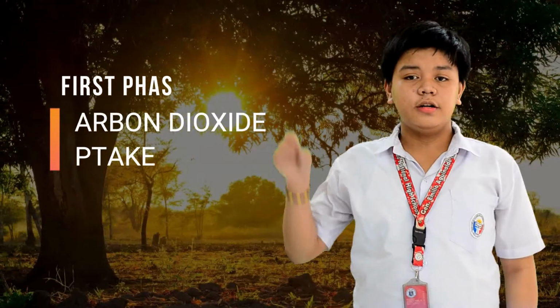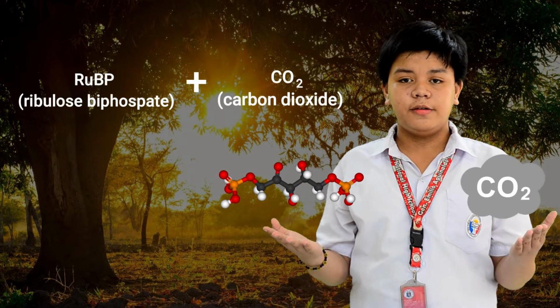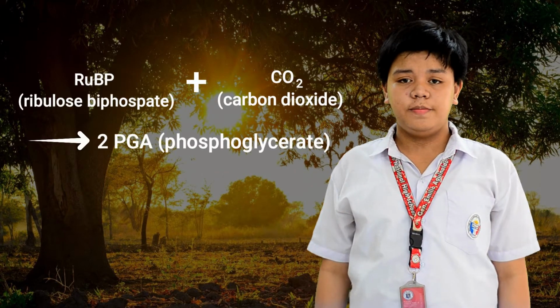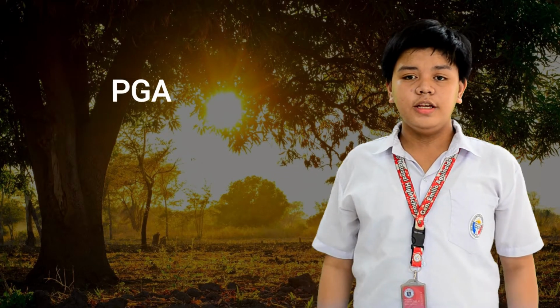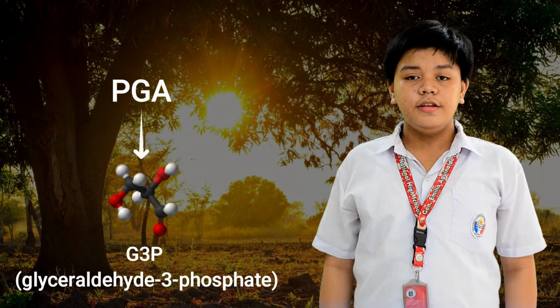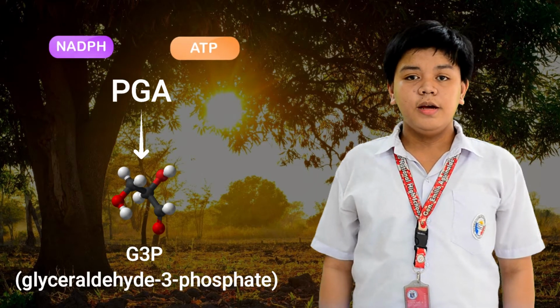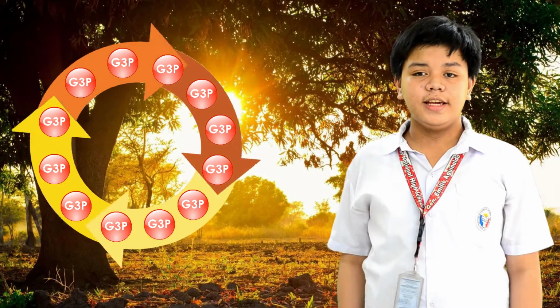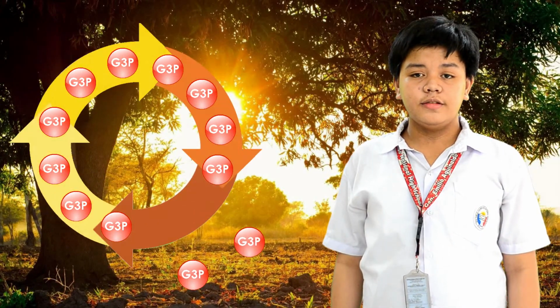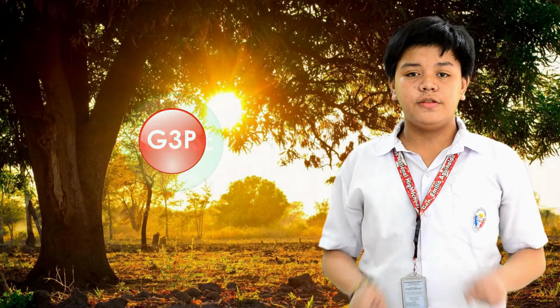The first phase is called the carbon dioxide uptake, wherein the RuBP is combined with carbon dioxide by rubisco to produce 2 molecules of PGA. The second phase is called carbon reduction, wherein the PGA molecules are converted to G3P using NADPH and ATP from the light-dependent reaction. For every 6 turns of the Calvin cycle, 2 of the 12 G3P molecules leave the cycle and join in pairs to produce glucose.